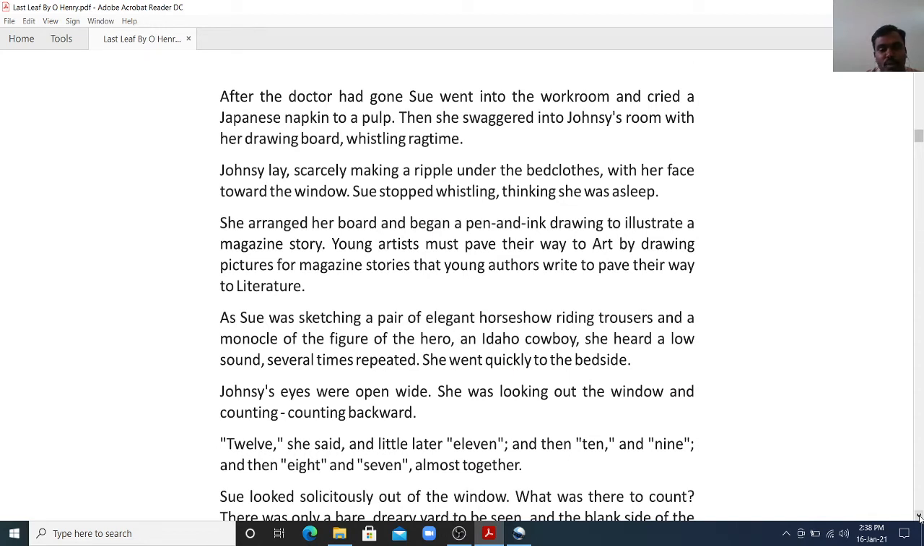Jhansi's eyes were open wide. She was looking out the window and counting backward. So she observed what actually was happening with Jhansi. When she went there, she understood Jhansi was counting backward. This is the sound that she had heard. "Twelve," she said, and a little later "eleven," and then "ten," and "nine," and then "eight" and "seven," almost together. So she's counting something backward.